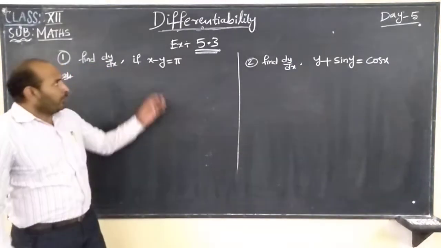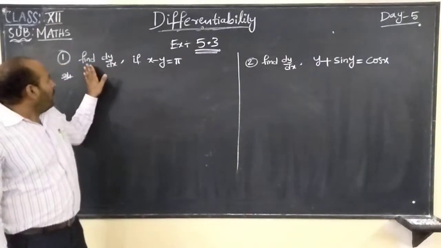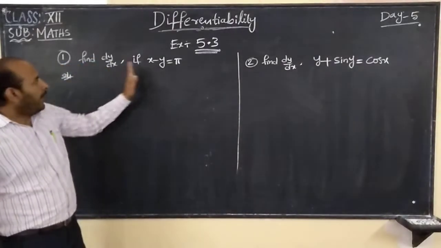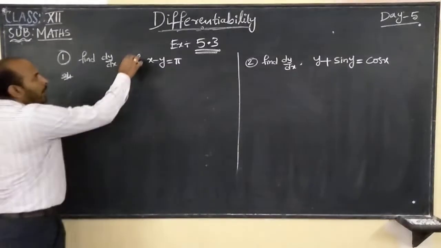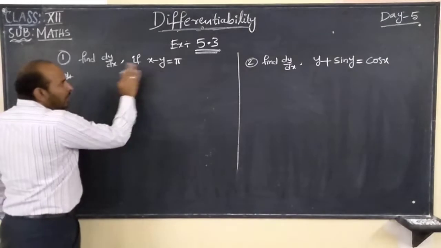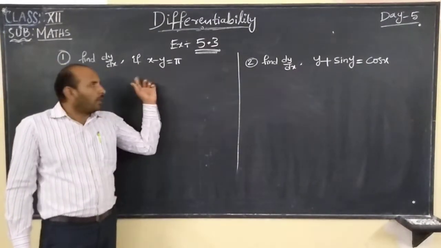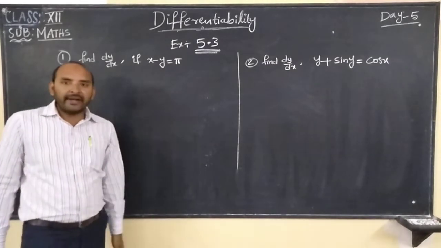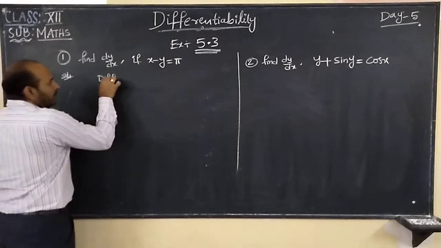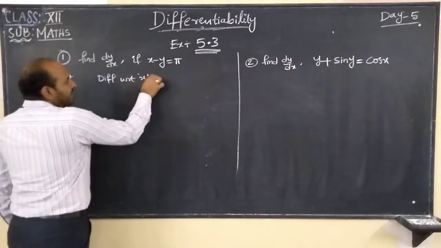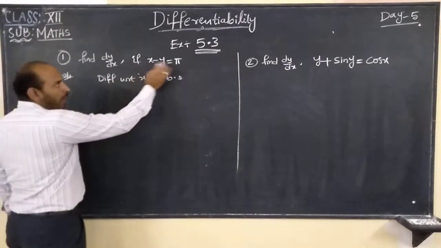So now, coming to exercise 5.3. Here, find dy by dx for x minus y equal to pi. This is the first problem. Here we have to apply the rules. First we differentiate on both sides and separate the dy by dx terms. So now differentiate with respect to x on both sides, applying the derivative on both sides.